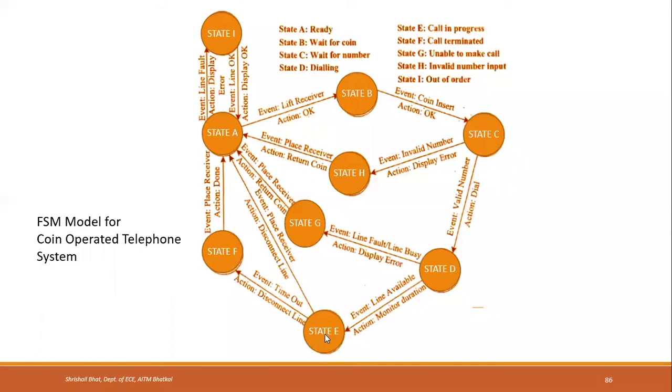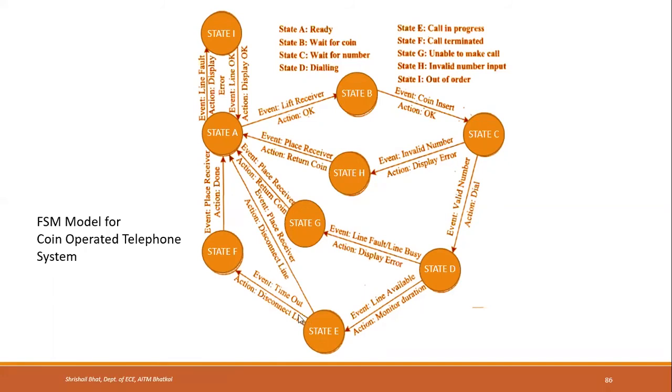But if the coin is not inserted again, the call will not get renewed. So at the end of 60 seconds, it will be timeout. Once the time is out, the call will get terminated. This is the next state, call terminated. Then the action is disconnect line. The line will be disconnected. The call will be terminated. Once the call is terminated, when you place the receiver back on the telephone, it will again go back to the ready state.